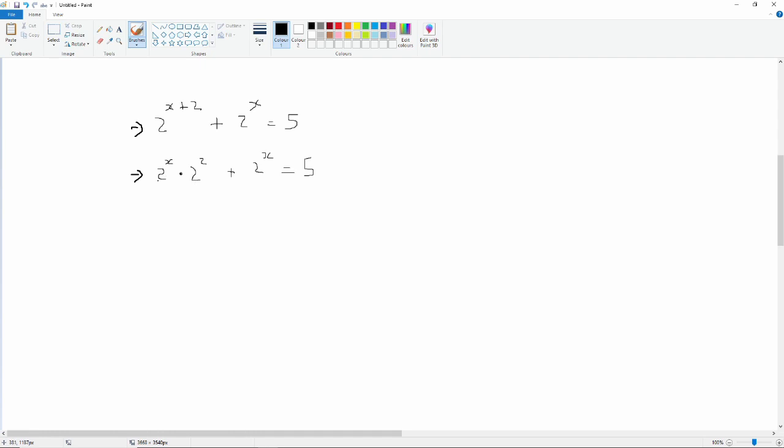Right, so what have I got here? I've got 2 to the power x times 2 to the power 2 plus 2 to the power x. Okay. Let's talk about the distributive property of multiplication.